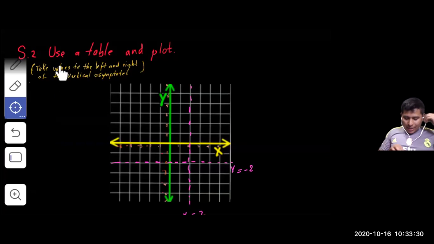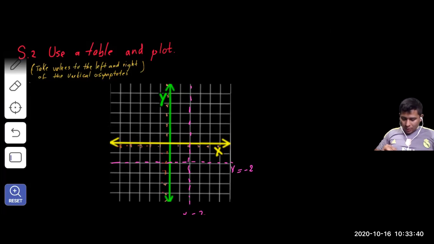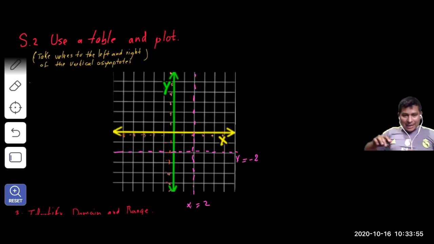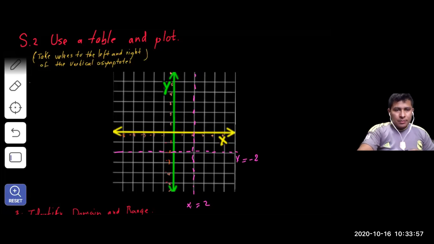Now, guys, I need to take values to the left and right of the vertical asymptote. Let's see what my vertical asymptote in x is. This is my vertical asymptote. What is the value for that, guys? It is x equals 2. You need to take values to the left and right of this point. Which values should I take? 1 and 0 to the left, and to the right, 2 and 3. Okay, we're going to make a table and work on that.